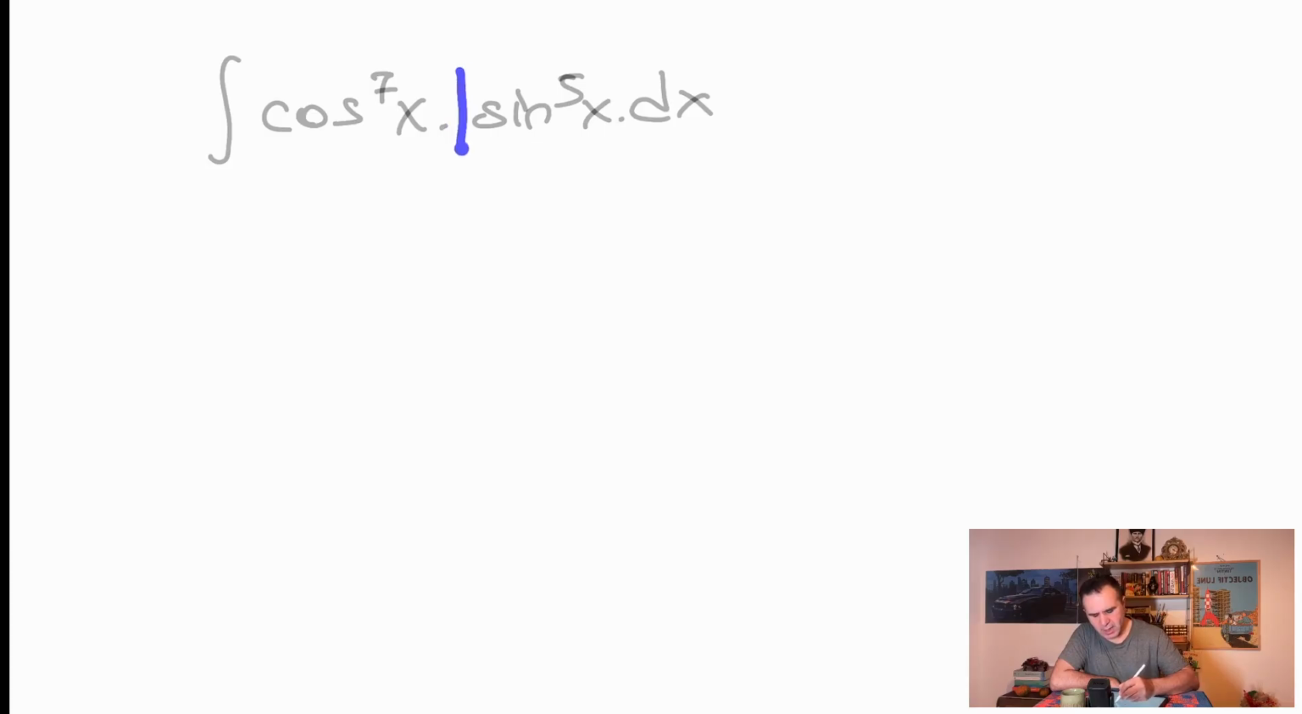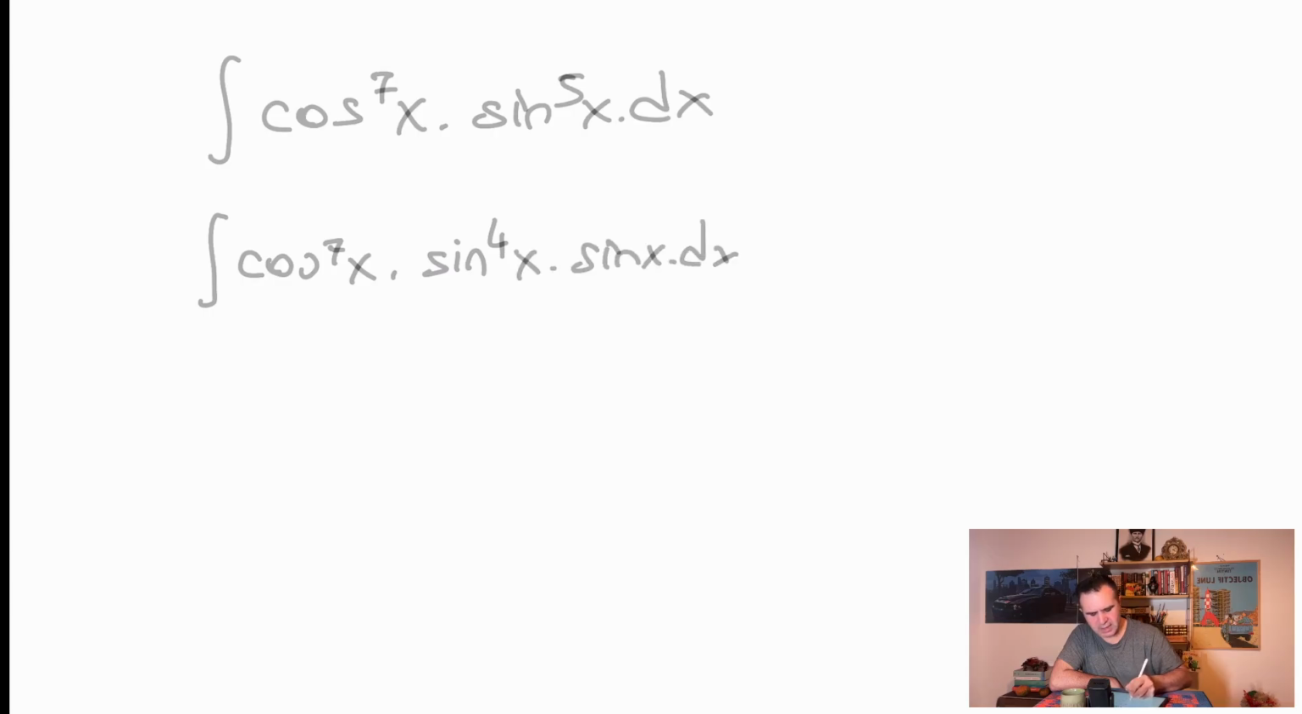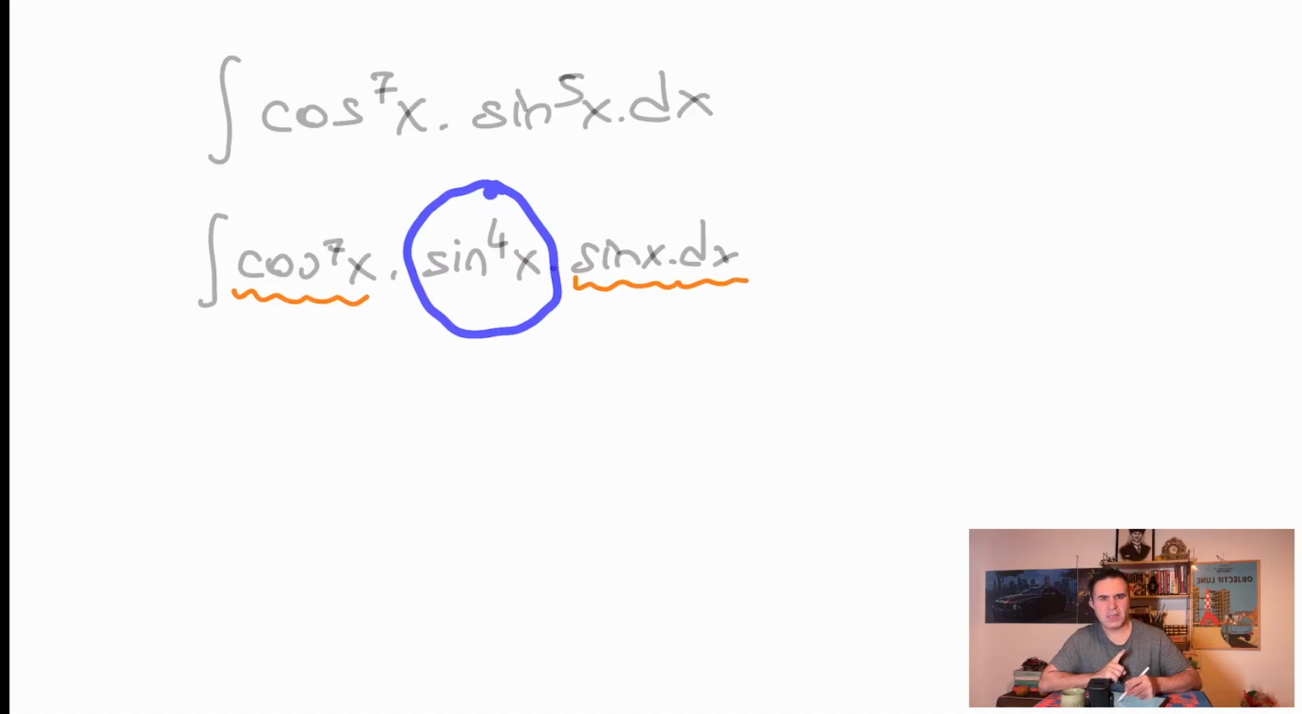And here I will split this sine to the power of 5x into two parts: cosine to the 7x times sine to the power of 4x times sine x dx. Now we have a function of cosine x here, and the derivative of cosine x is minus sine x. Then we have sine x times dx here. Then we can use the substitution method if we can write sine to the power of 4x by using cosine x.